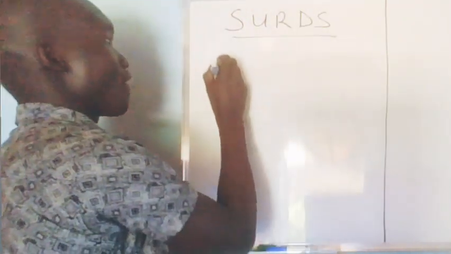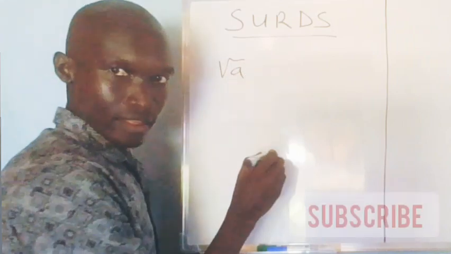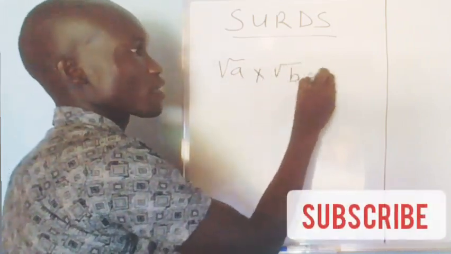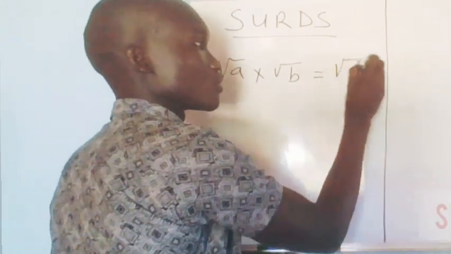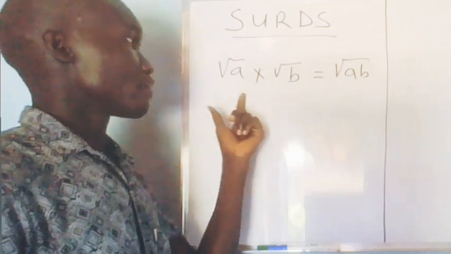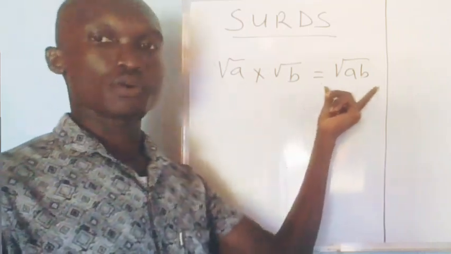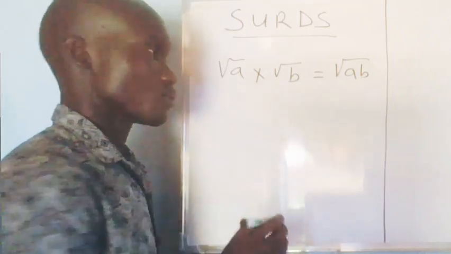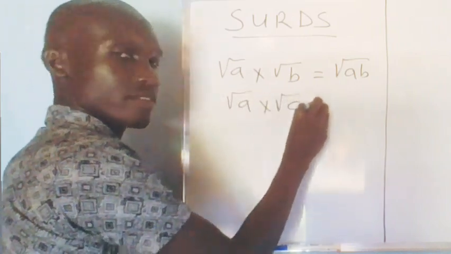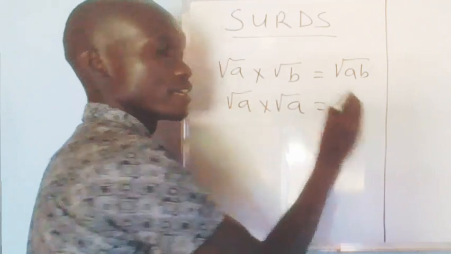Welcome, and let's look at the first rule of surds. The root of A multiplied with the root of B equals the root of AB. The root of A times the root of B equals the root of AB. And the second rule is that the root of A times the root of A will give us A.